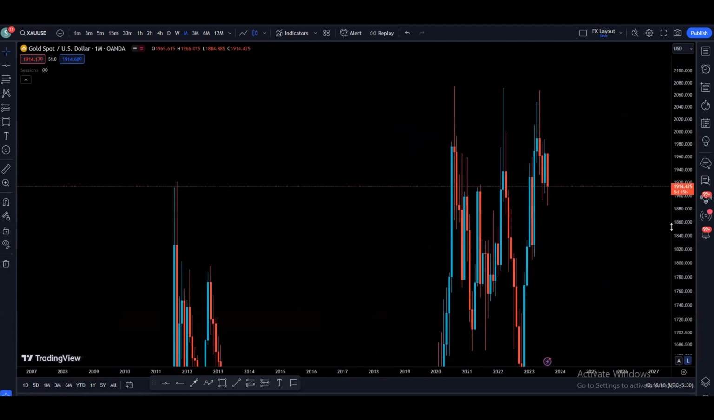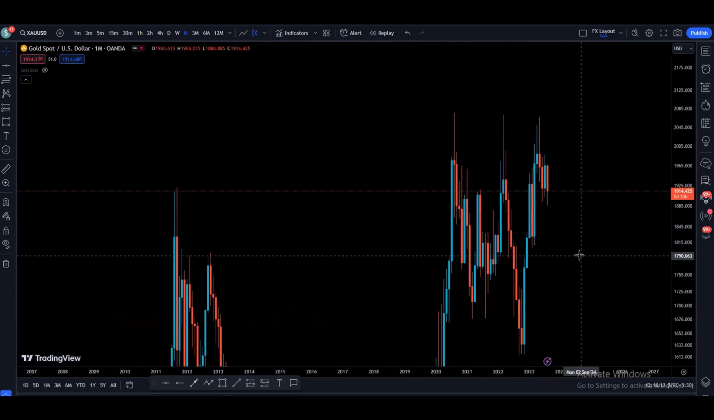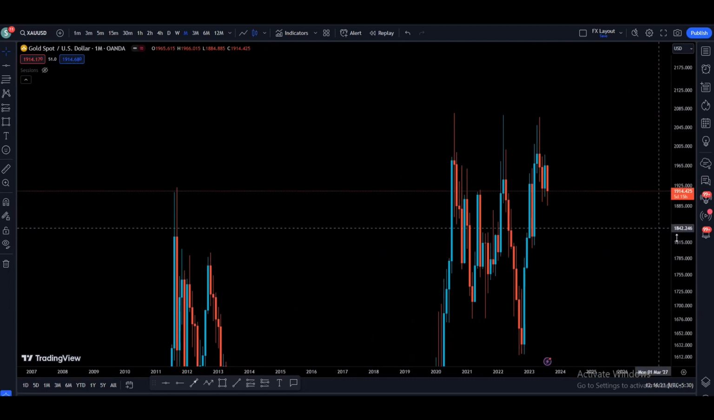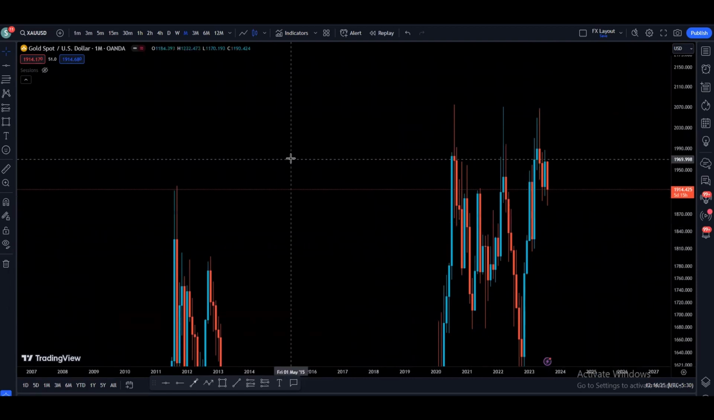So as usual, we are going to start our analysis with the monthly time frame, and then we will go down to low time frames: weekly, daily, 4-hour and 30 minutes time frame. On the 30 minutes time frame, we will also discuss some intraday and scalping setups as well. So without wasting any time, let's get started.